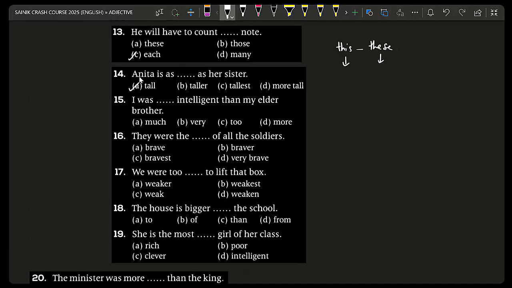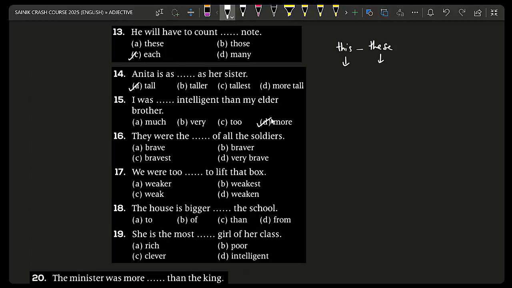Manaswini, 13 and 14, you gave wrong answers. I want a correct answer from you for the 15th one. I was dash intelligent than my elder brother. Much, very, too, more? I was more intelligent than my elder brother.